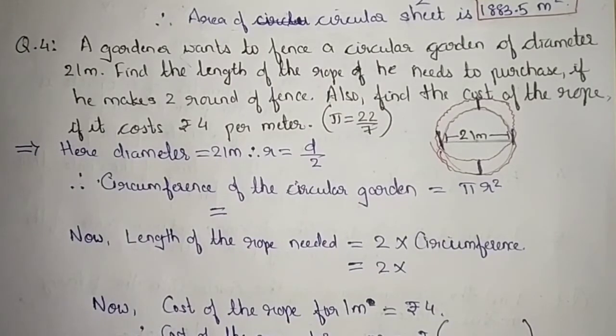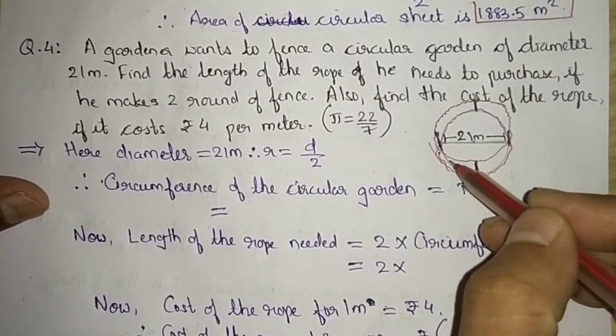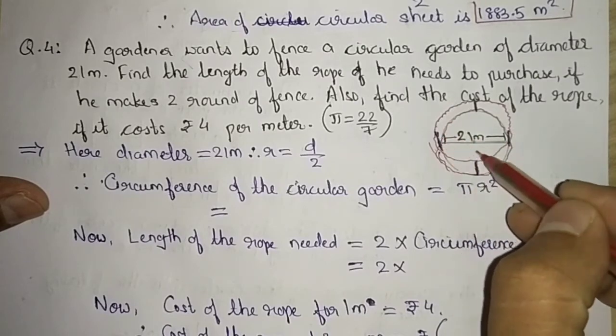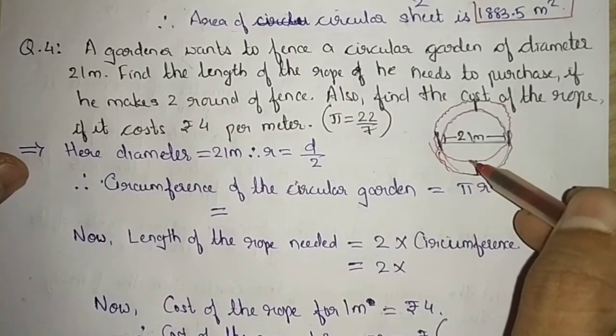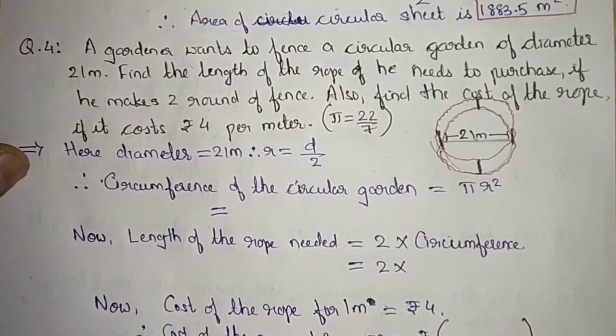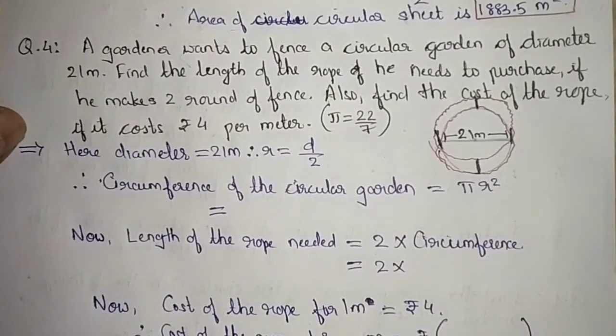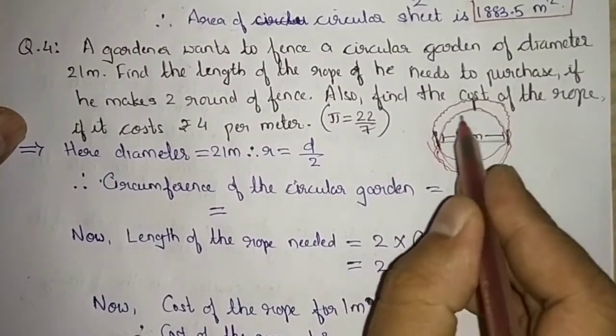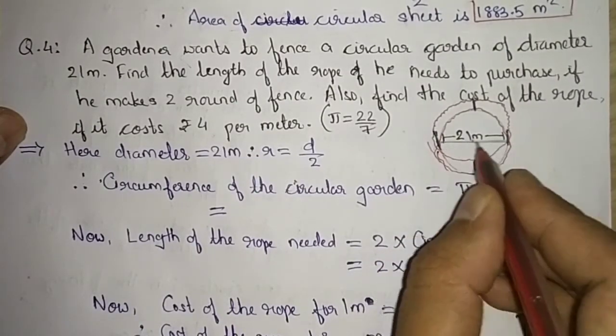Question number 4 says, a gardener wants to fence a circular garden of diameter 21 meter. There is one gardener who wants to fence. Fence means to take the boundary, that is to apply the rope and guard his field with the rope, so that no one can enter his field. Now his field is in the shape of a circle whose diameter is 21 meter.